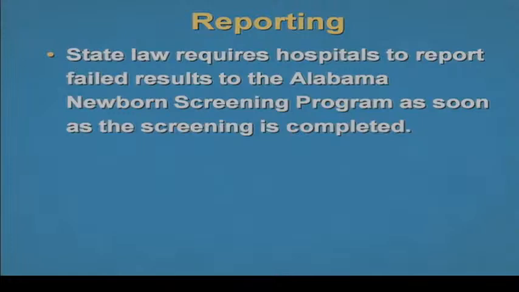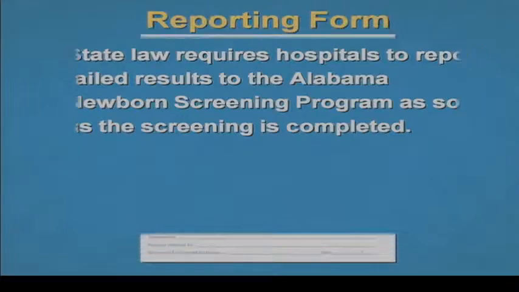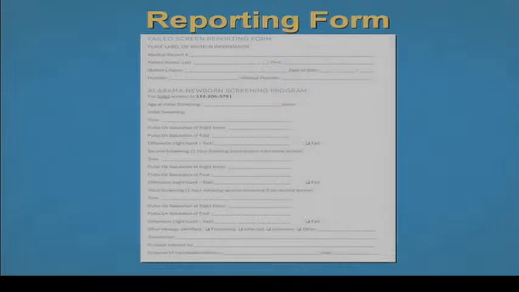State law requires hospitals to report failed results to the Alabama Department of Public Health as soon as a screening is completed or shortly thereafter. Currently there is a reporting form available on the newborn screening website for reporting the failed results to the state. This reporting form should be completed and submitted to the fax number shown on this form, 334-206-3791.